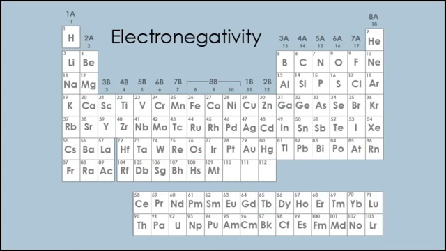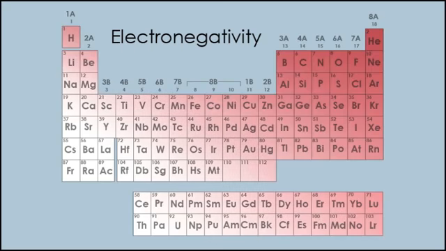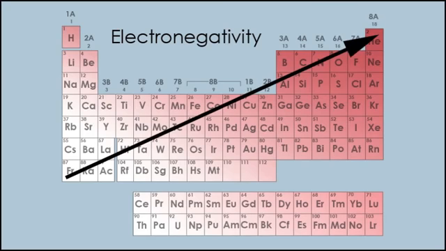Electronegativity is the ability of an atom to attract electrons to itself. Noble gases aside, the atoms on the right side of the periodic table are close to filling their valence shells and thus have high electronegativity in comparison with those on the left. The trend in electronegativity is that, in general, it increases the farther up and to the right an element is on the periodic table.